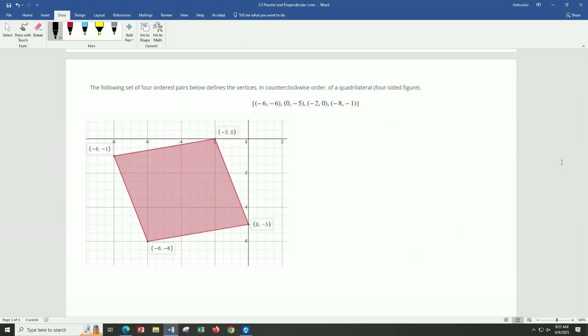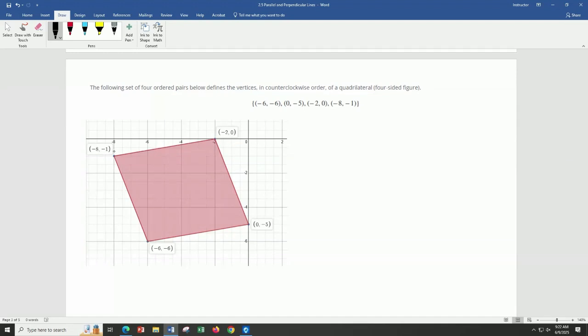So it says the following set of four ordered pairs below defines the vertices, where two lines join, okay? In counterclockwise order of a quadrilateral, a four-sided figure. It wants us to prove that this is an actual quad. Are these actually parallel? Is this an actual quadrilateral? Well, to do that, you got to have all your points, which we do.